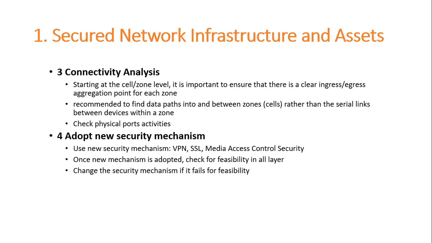Then once you've done the analysis, try to adopt a new security mechanism. If I take the example of VPN and SSL, you can use them for security purposes. VPN is a virtual private network, SSL is secure socket layer. Using these two, you can secure your network without harming anybody from the outside. MAC based access control is also fine, but it has a scalability issue, because when the network is very large, it doesn't work properly. So you have to think about the feasibility of MAC access control security. Otherwise you can go for VPN and SSL. So these are the 4 steps of the strategy mainly used for securing the network with the new technology.